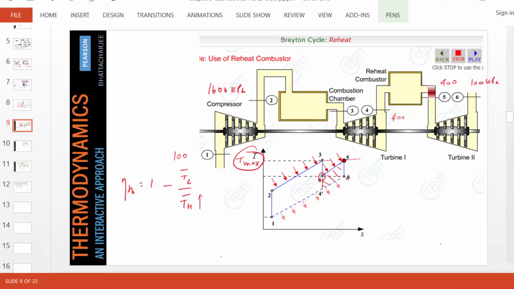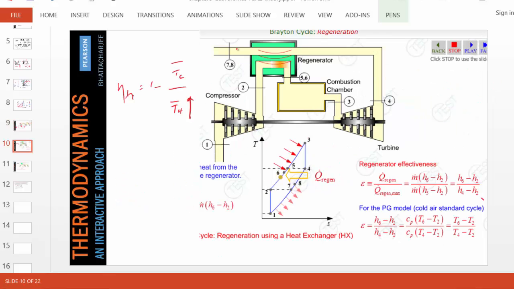However, the heat rejection now takes place from 6 to 1 as opposed to 4 prime to 1. So therefore, the heat rejection temperature has also gone up. So we cannot say for sure a reheat is going to help us with efficiency, but it sure helps us with the net output of the turbine.